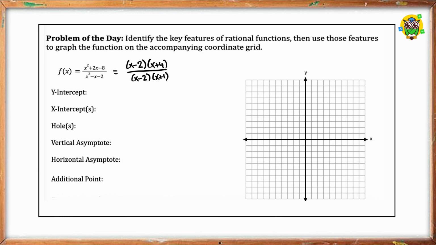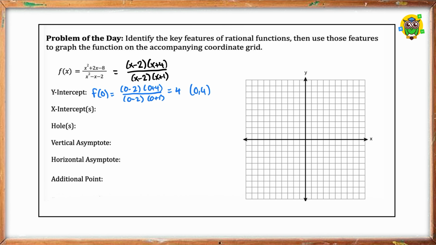To find the y-intercept, we are going to find f of 0. In other words, our x is going to be equal to 0, and we're going to substitute 0 into our function. So we have 0 minus 2 times 0 plus 4 over 0 minus 2 times 0 plus 1. And we're going to simplify this, and this is equal to 4. So our y-intercept is at the coordinate 0, 4.